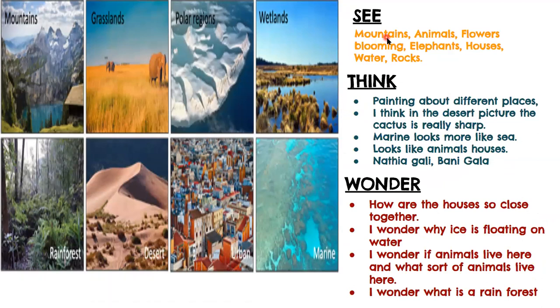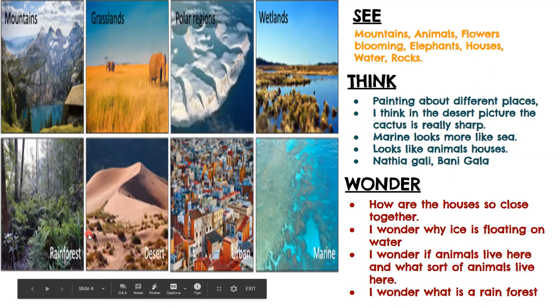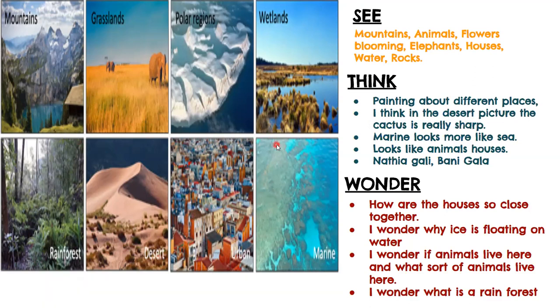They said mountains and animals, flowers, water, rocks, and flowers blooming. Then they were asked what they think these pictures are about. They said they think it's a painting about different places, or someone said, I think it's a desert picture. I see cactuses that look really sharp. And they said the marine looks like it's part of the sea. They said these are different animals' houses. Someone even said it looks like part of Bangalore, or one place looks like Nandi Hills. So that's what the children thought.